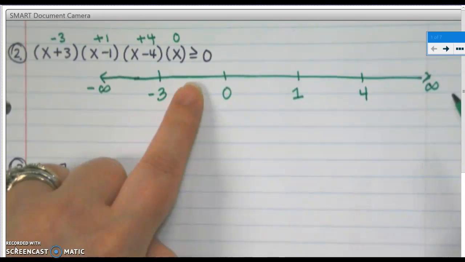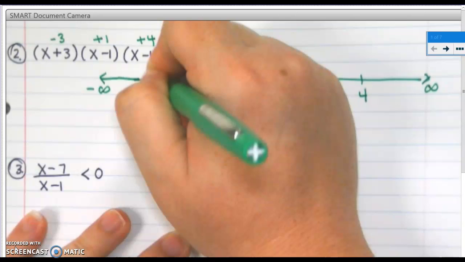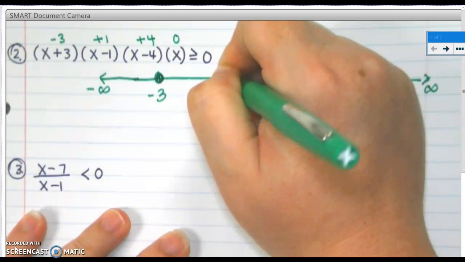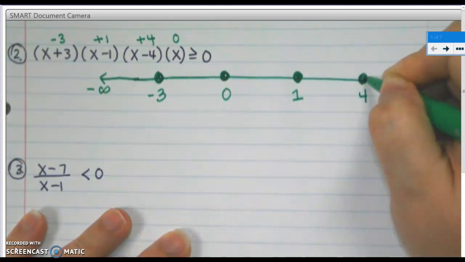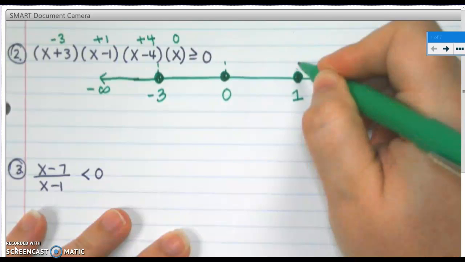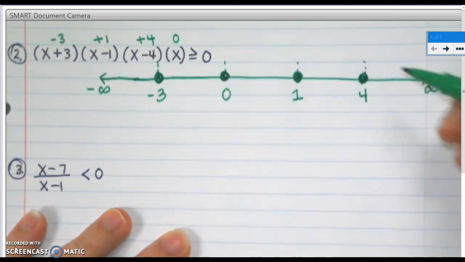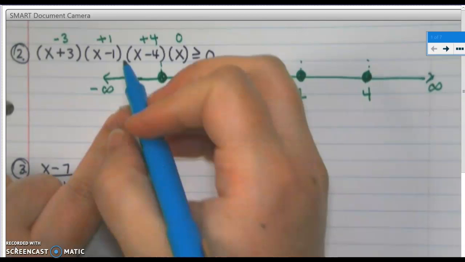All right, and this time around, I want them to be greater than or equal to 0. So I can put closed circles on all of these critical values because they make the inequality equal 0, but for that symbol, it's okay. All right, and again, I'm just going to pick my test values and see which intervals are positive and which ones are negative.